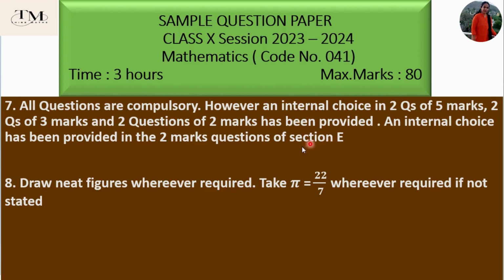Next, an internal choice has been provided in the 2-mark question of section E. In section E we have 3 parts. The first 2 parts are 1 mark each, and the third part has 2 marks. In this 2-mark part, you will have an either-or choice.